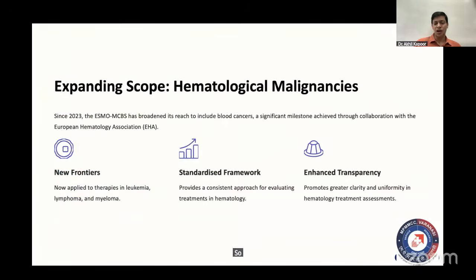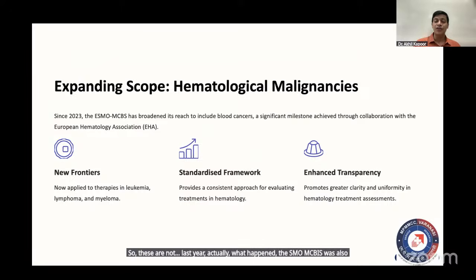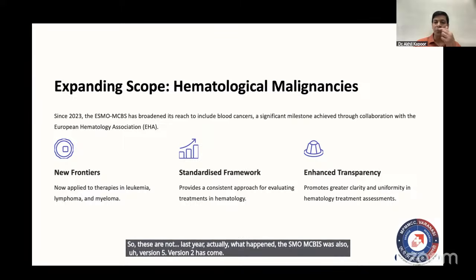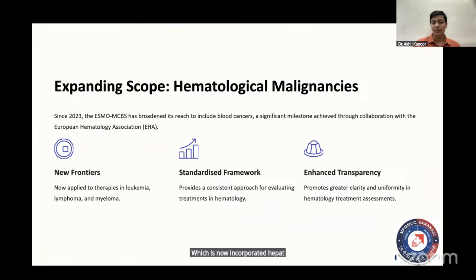So as of last year, actually what happened, the ESMO MCBS was also version 1, version 2 has come, which now incorporates hematological malignancy as well. So this is a new frontier which has been added.